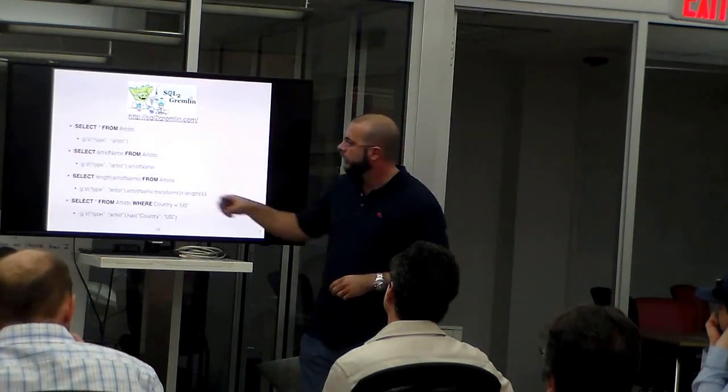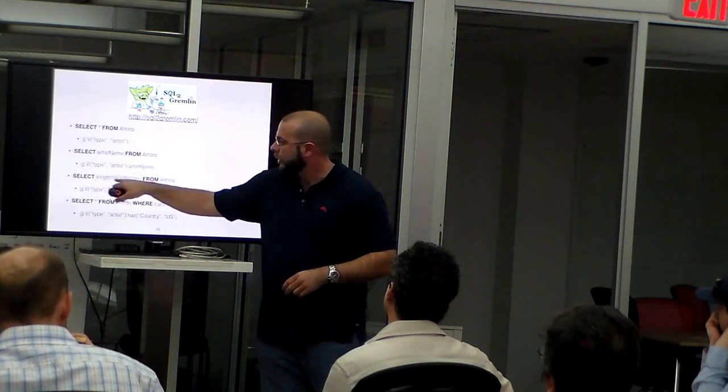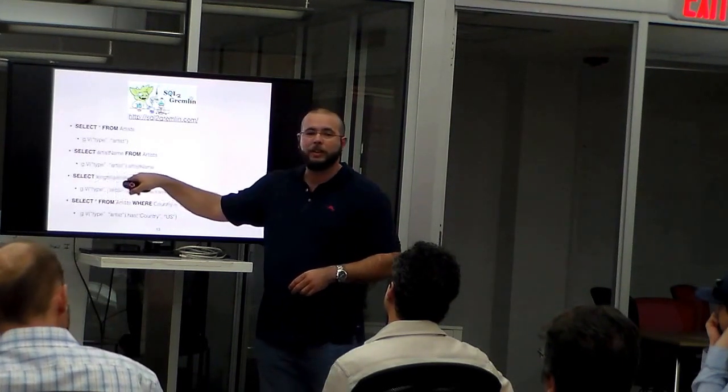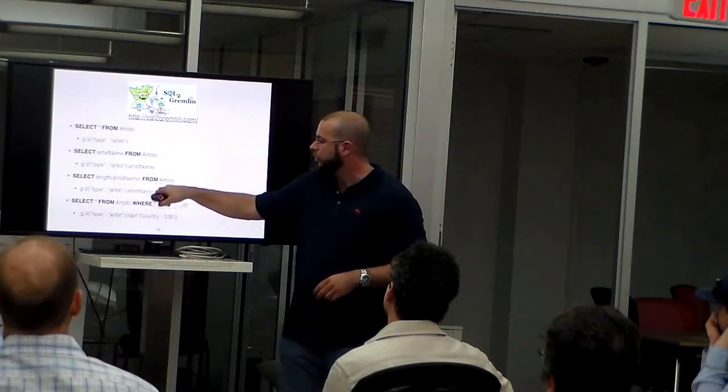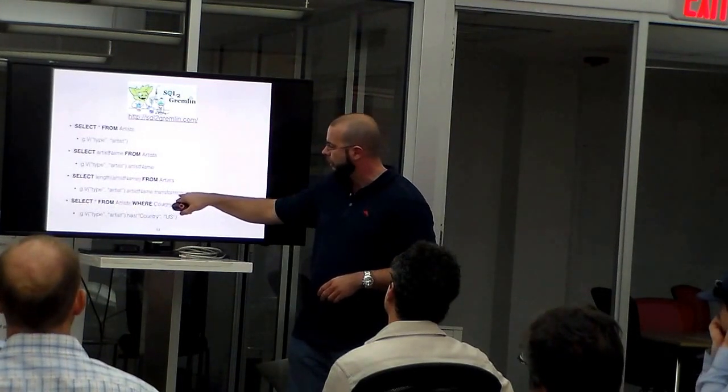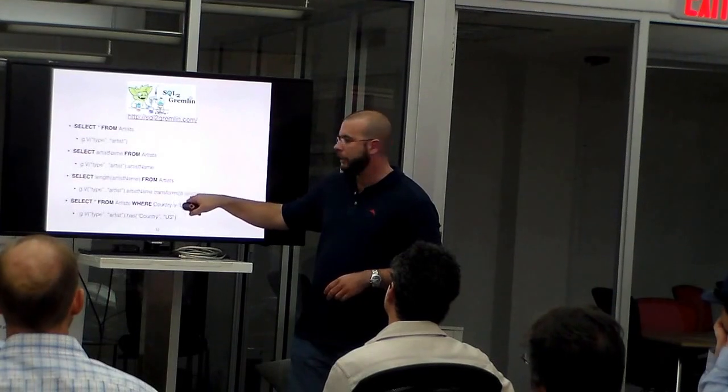It's the same thing, but now you want to know the length, the number of characters in the artist's name, right? You do a search, give me the artist name, do a transform, and then you pass the name like this as a function, and say, okay, give me the length of whatever value came from the previous step.